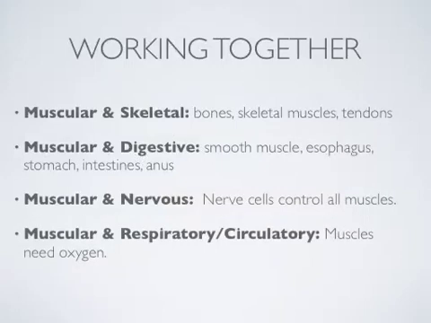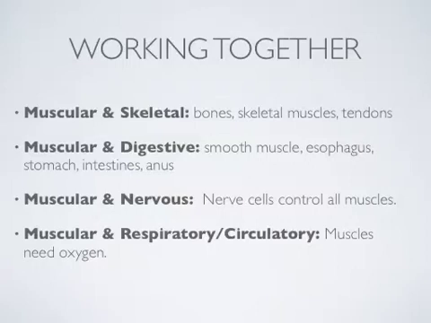The muscular and respiratory system work together primarily to get oxygen into the body. So oxygen is needed for your muscles to work, for your cells to work. It helps break sugar into energy that your cell can use. And so in order for the oxygen to get into the body all the way to those muscles and those cells, the respiratory system needs to be in use.